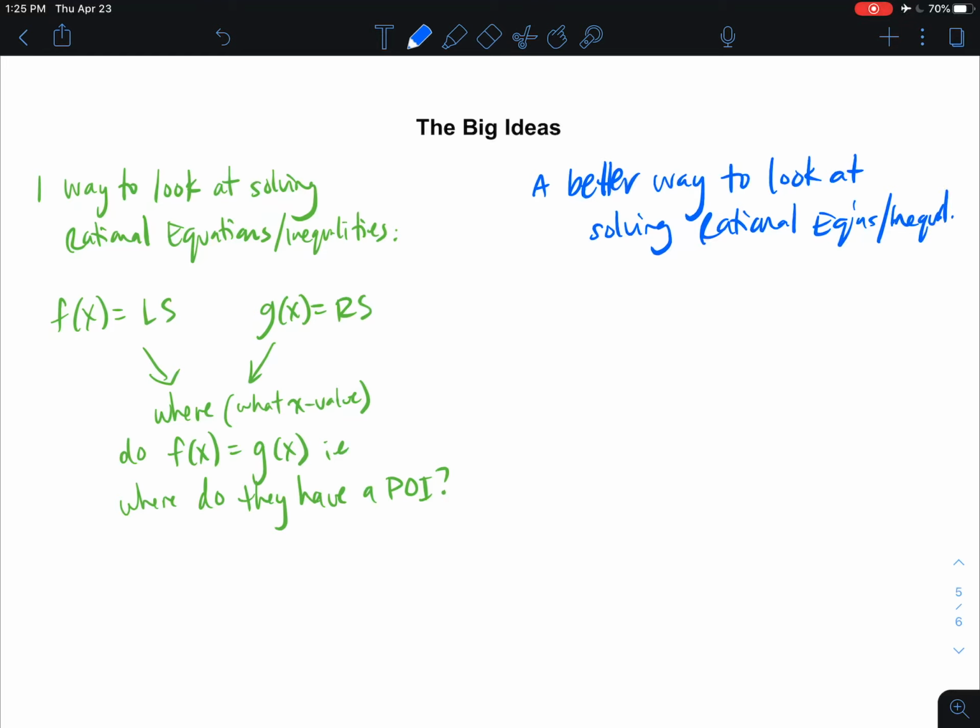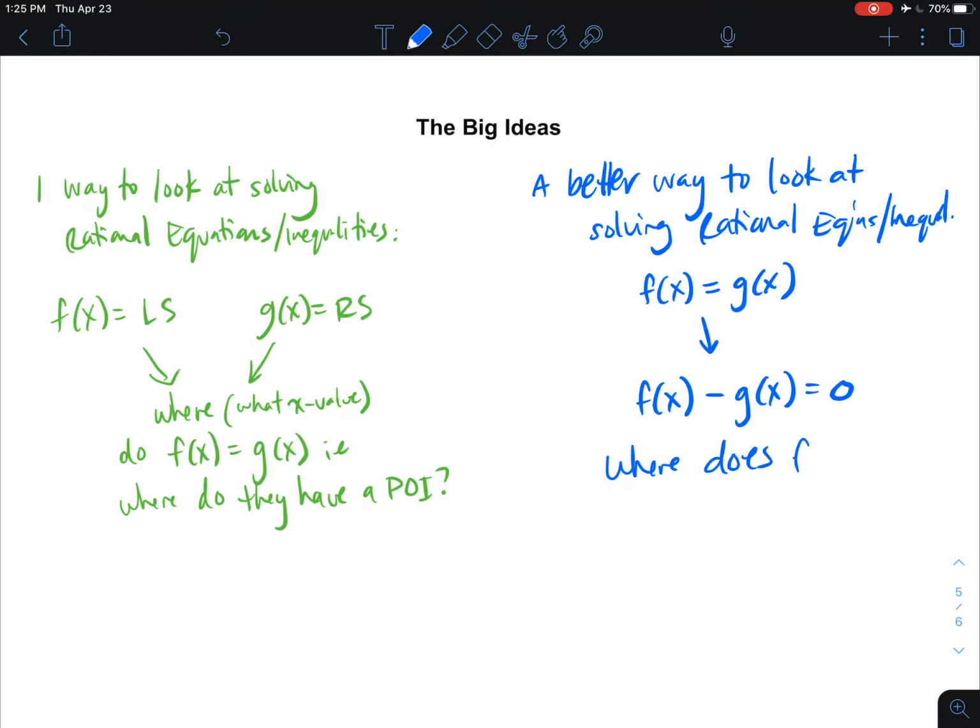Is to change the question to be, if we have f of x equals g of x, we're going to change this so that we bring all the terms to one side. And then we ask, where does that new function cross the x-axis?